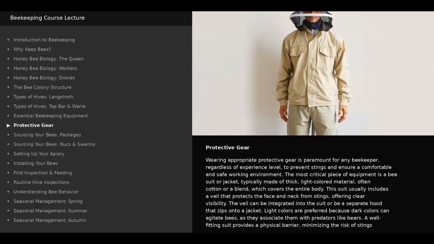The veil can be integrated into the suit or be a separate hood that zips onto a jacket. Light colors are preferred because dark colors can agitate bees, as they associate them with predators like bears. A well-fitting suit provides a physical barrier, minimizing the risk of stings while allowing for freedom of movement during hive inspections. Investing in good quality protective gear is a wise decision for any beekeeper.